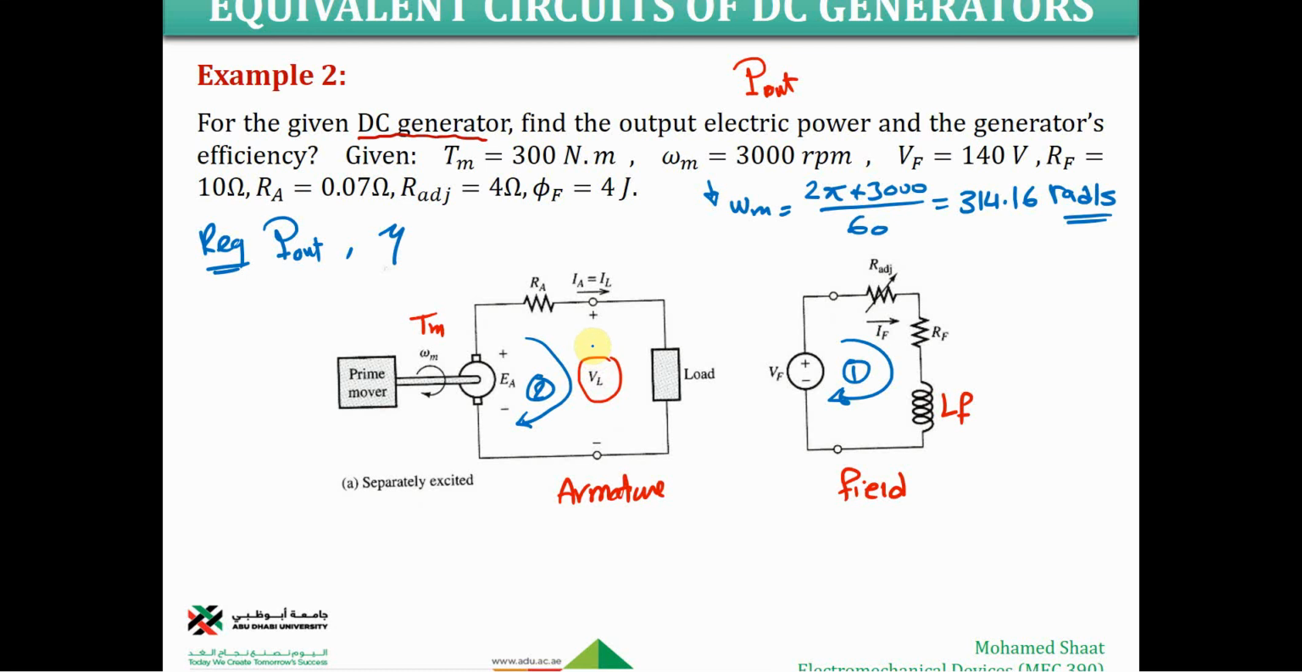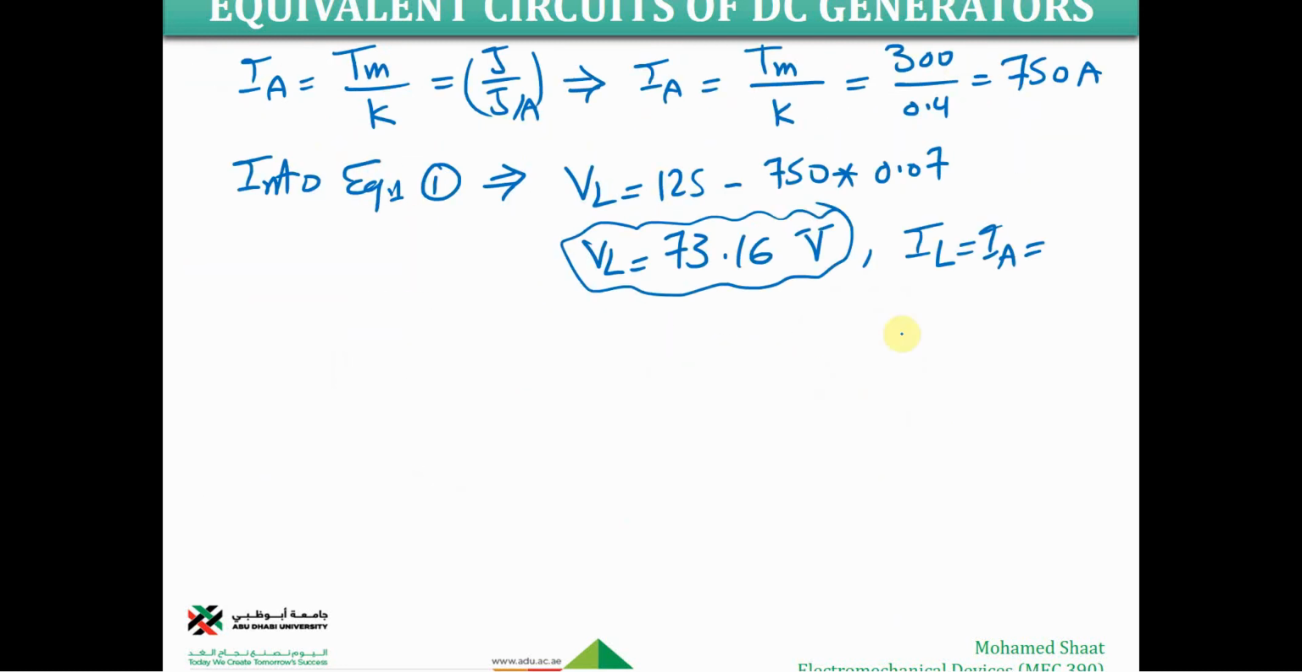In the motor, we had two outputs, speed and torque. For the generator, we should also have two outputs, for two inputs, which are the torque and omega. The outputs should be current and voltage. This is the voltage VL, and this is the current, which is going to be equal to the armature current. According to the given configuration of the separately excited DC motor, we calculated IA as 750 amperes.